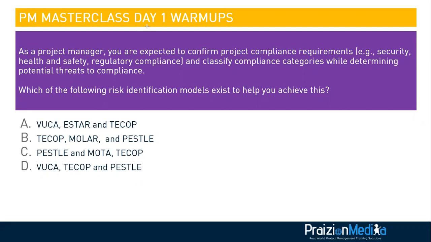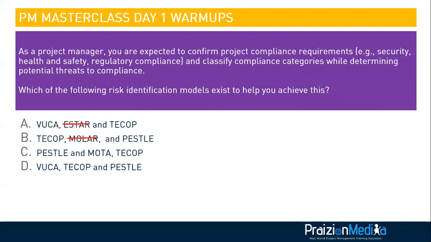So A, VUCA, ESTER, and TECOP. If you take a look, like I said, on page 416 of the PMBOK Guide, you can see that VUCA does exist. It's volatility, uncertainty, complexity, ambiguity. ESTER does not exist. TECOP does exist. TECOP stands for technical, environmental, commercial, operational, and political. The second one, MOLA, does not exist.